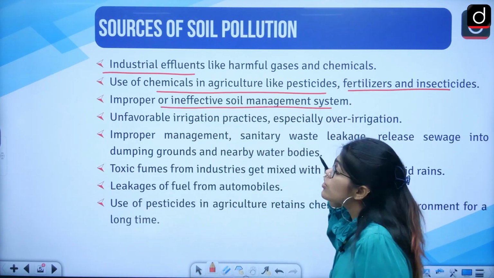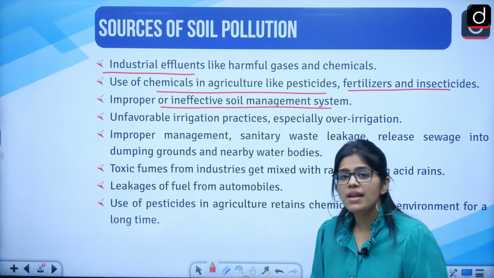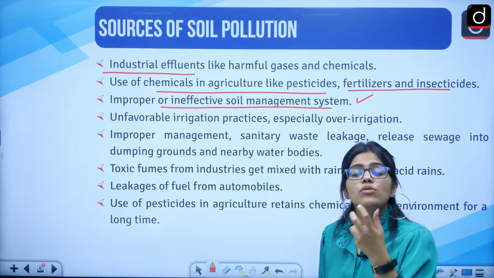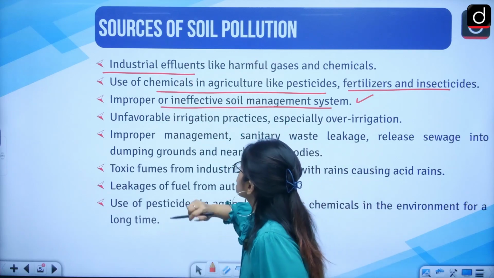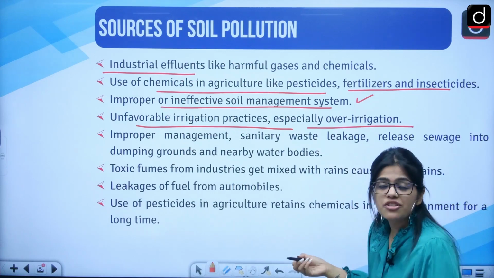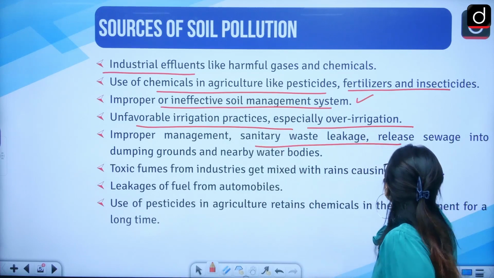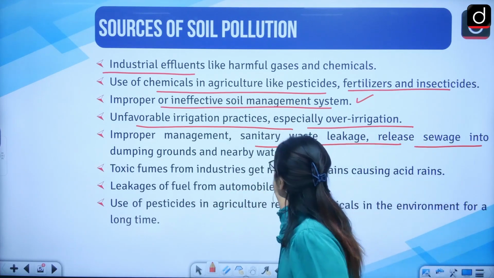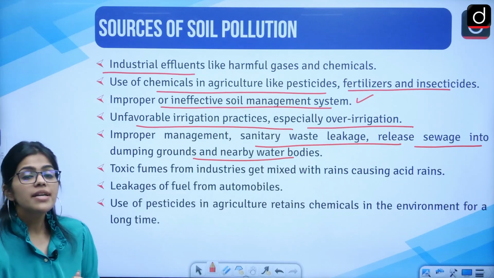Improper or ineffective soil management systems, such as giving an excess amount of water in irrigation, or the soil profile not being maintained, can also cause soil pollution. Unfavorable irrigation practices like waterlogging, especially over-irrigation, can cause problems to the soil as well. Poor management, salinity, water leakage, or release of sewage into dumping grounds or nearby water bodies can also affect the different types of soil that are present there.